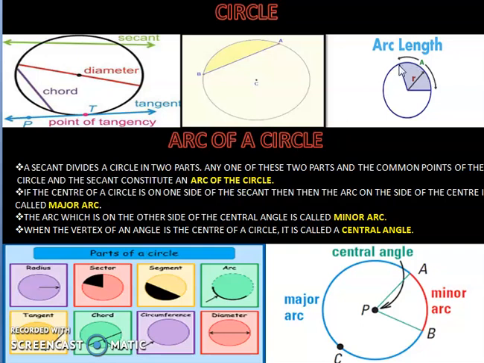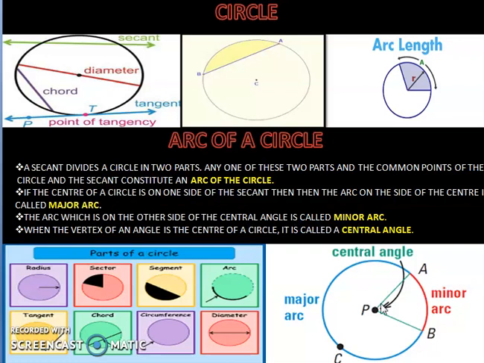So this arc means it is dividing. A chord can divide the circle into two parts. The smaller part, the small arc, is defined as the minor arc, and the larger part, the larger arc of the circle, will be the major arc. So here you see the definition. If the center of a circle is on one side of the secant, then the arc on the side of the center is called the major arc. The arc on the other side is called the minor arc.